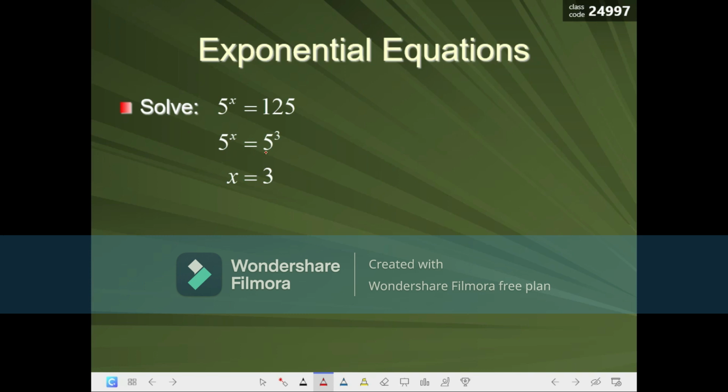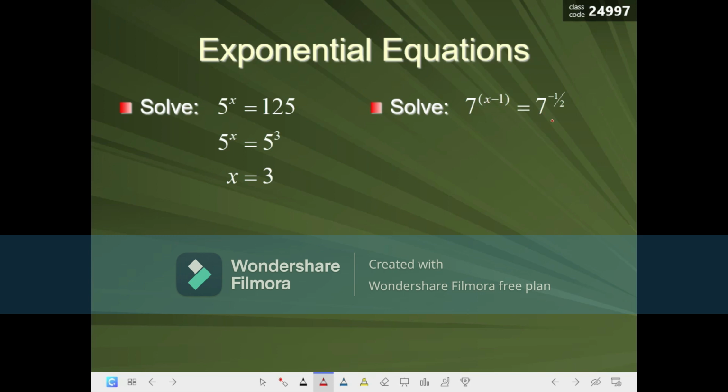Okay, so once we are done expressing them with the same base, we're now ready to equate both exponents. So x here, you write that, then you write the exponent 3. Therefore, x is equal to 3. Okay, let's proceed. How about if it's like this? Solve 7 to the power of x minus 1 is equal to 7 raised to the power of negative 1/2.